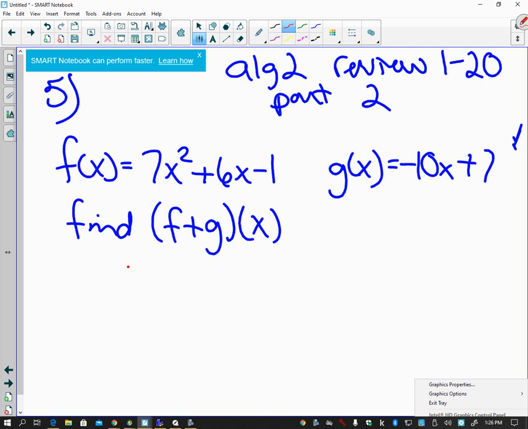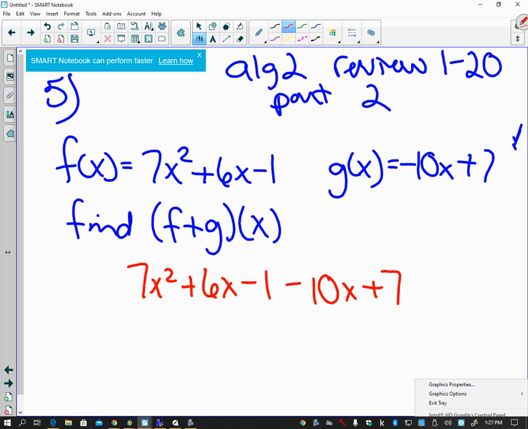What do I write? 7x squared plus 6x minus 1. Okay, minus 10x, he says, plus 7. So we don't change anything, right? If that had said we wanted f minus g of x, what would I have had to do to keep from making a mistake? I would have had to put plus 10x minus 7 because I would be distributing that negative to every term in g.